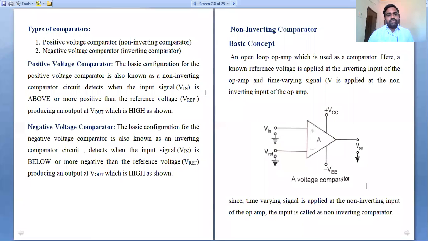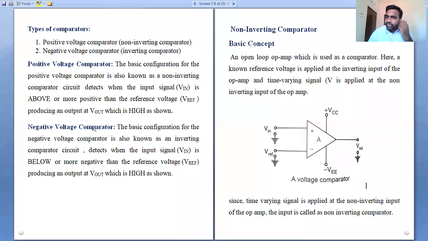One is a positive voltage comparator, or non-inverting comparator. Non-inverting in the sense that here the input voltage is connected to the non-inverting terminal and the reference voltage is connected to the inverting or negative terminal. That's why it is called a positive voltage comparator, because the input voltage is connected to the positive terminal of the operational amplifier, the non-inverting terminal. If the input voltage is greater than the reference voltage, the output voltage will be high.